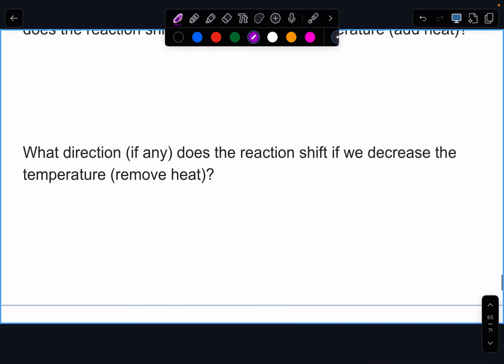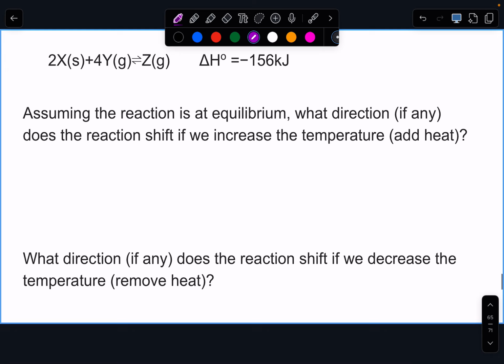We'll go back and do one that's exothermic. In this one, negative delta H, which means heat is a product. It's given off when X and Y react. So if we increase the temperature, which is just adding heat to the system, it's going to shift that system to get rid of some of that heat. The heat and the Z will react and form X and Y.